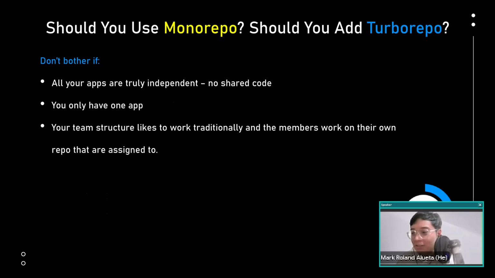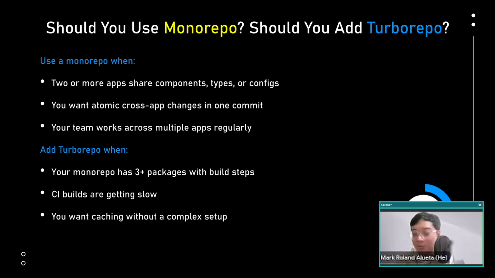So next is, should you use a monorepo or should you add Turborepo? Use a monorepo when two or more apps share components, types, and configs, like I said, if you want atomic cross-app changes in one commit, or if you want your team to work across multiple apps regularly. Let's say you have three members and they all want to work on front end, API, and admin.